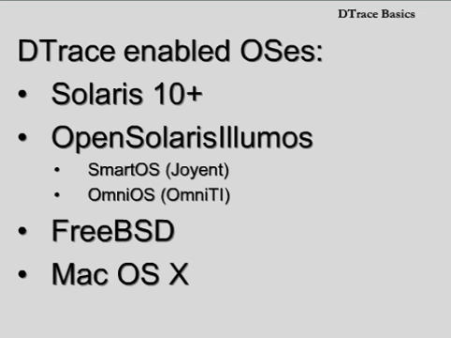As I mentioned at the top of the hour, DTrace is only available on specific operating systems, and those are Solaris 10 and up, so Solaris 10 and 11, OpenSolaris, and Illumos. Illumos is like a fork of OpenSolaris, and Illumos has some child projects. One's called SmartOS from Joyent, and the other is called OmniOS from OmniTI. And then I think around 2007 or 2008, FreeBSD ported DTrace to its stack, and so it's been around in FreeBSD for a while now.